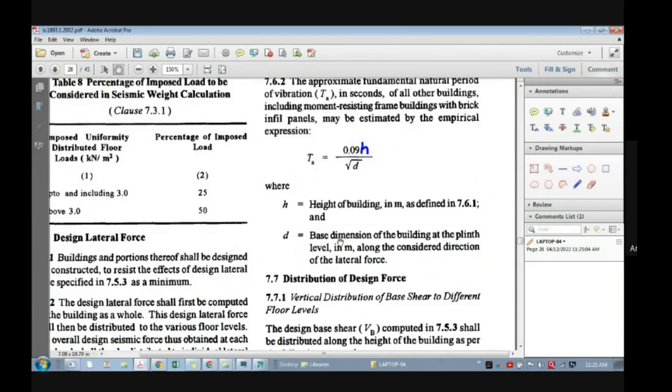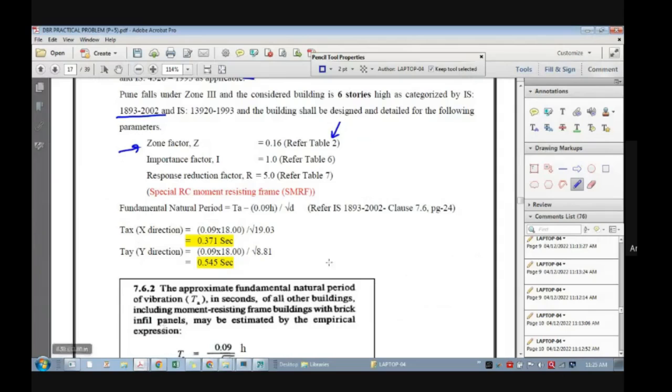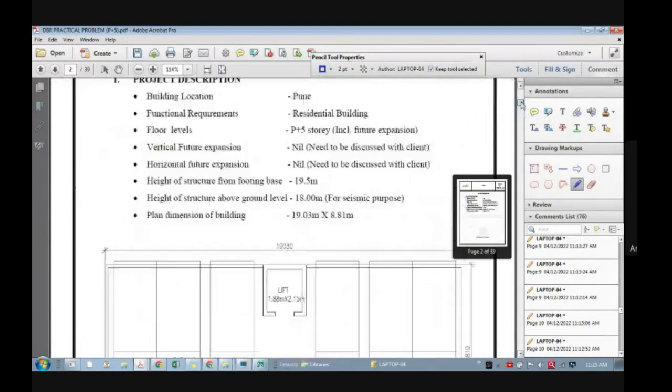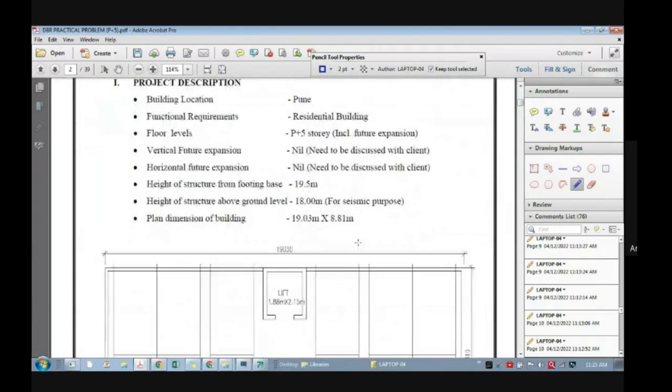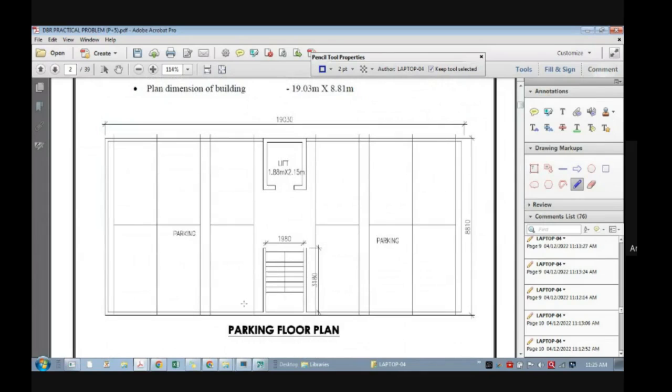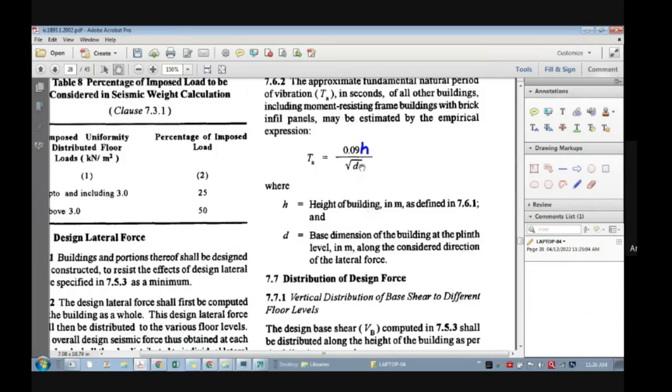So where do you get the base dimension? Go to our DBR. Base dimension means you should go to the plan of the building. Now you will understand why we have put that plan in, see this. This is the plinth level, parking level means plinth. What are the base dimensions? 19.03 in this direction, and in the Y direction it is 8.8. So this is your D value. You need to put it in this formula. Understood?